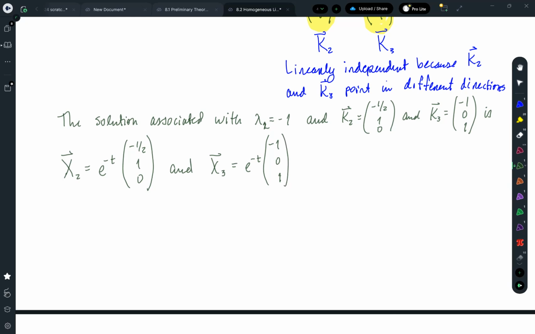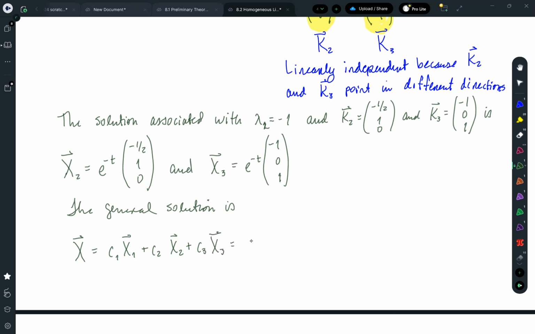So what's interesting here is we don't get an e to the minus t. We don't put in an extra t in there because the eigenvectors themselves point us in different directions, okay? And so the general solution is x equals c1 x1 plus c2 x2 plus c3 x3.